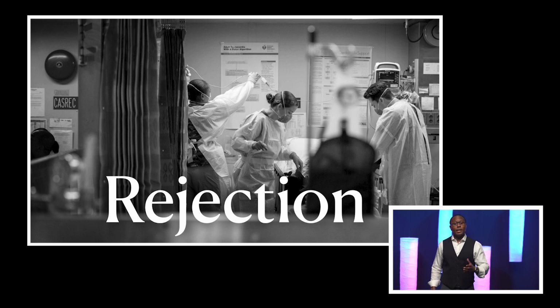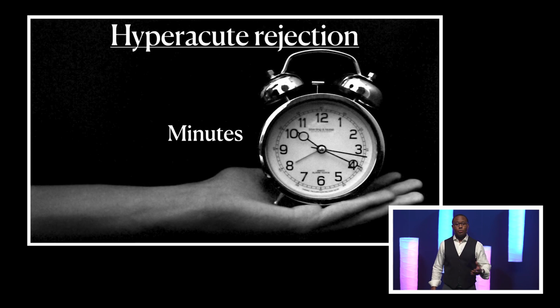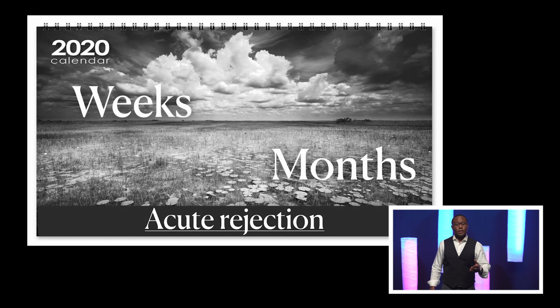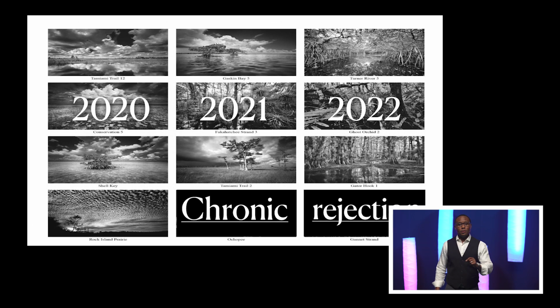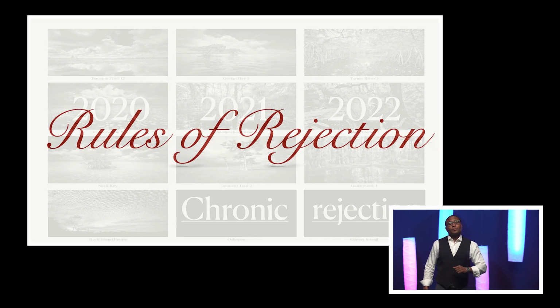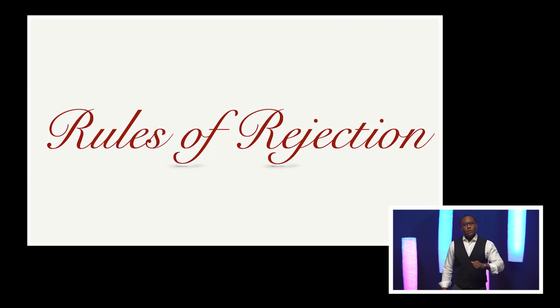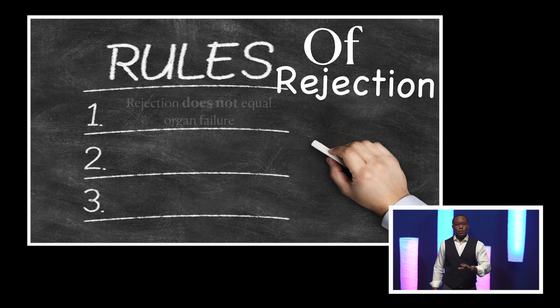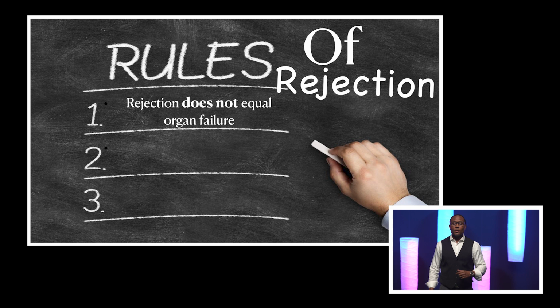Rejection is divided into 3 categories. There is hyperacute, which takes place in minutes. There's acute rejection, which can take place between weeks and months. And then there's chronic rejection, which can take place over years. What is extremely important about rejection is that we understand the rules of rejection, and there are 3 basic rules. Rule number 1, rejection does not equal organ failure.